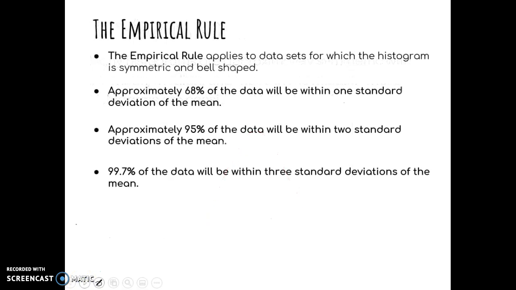So because of that, we have some characteristics of a bell-shaped curve in the form of what is called the empirical rule. It's basically 3 characteristics that you need to learn. These characteristics are true for any histogram that's symmetric and bell-shaped. So there's 3 of them. The first one says that approximately 68% of the data will be within 1 standard deviation of the mean.